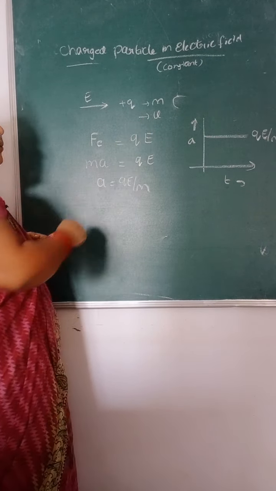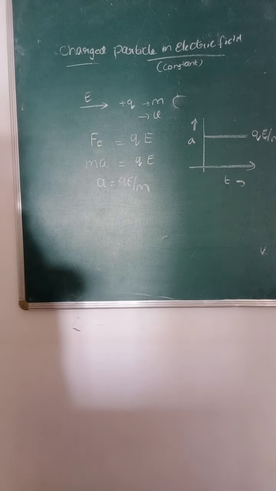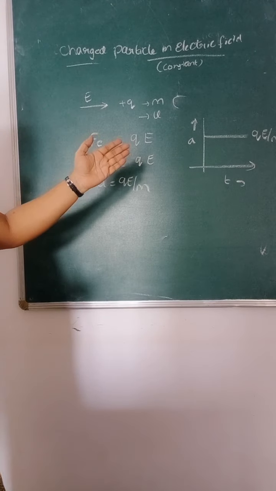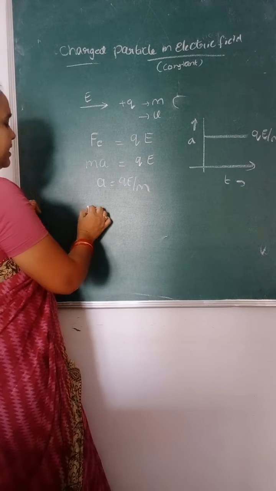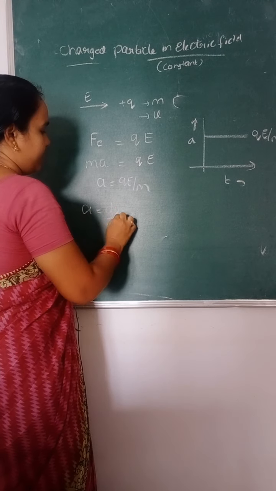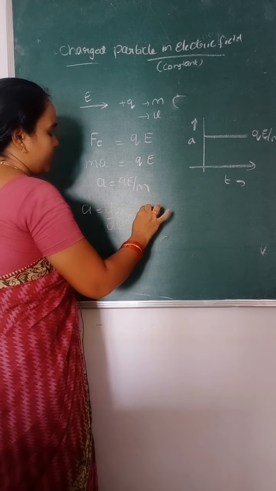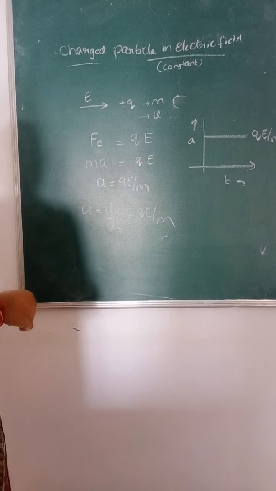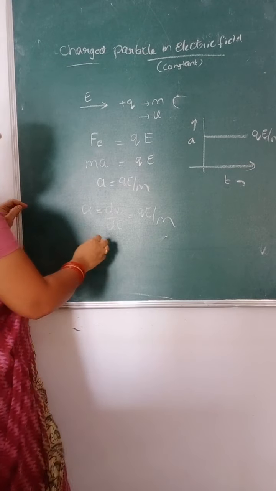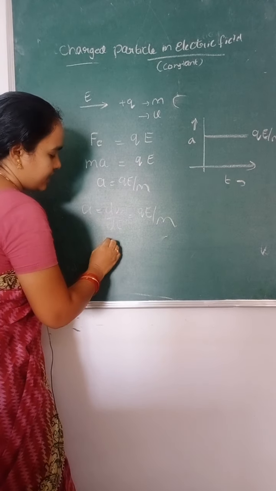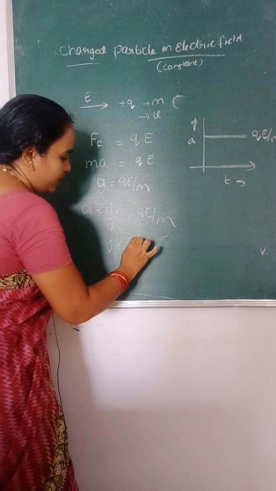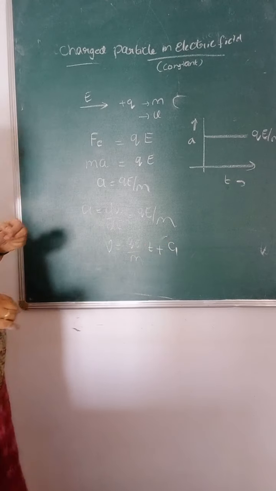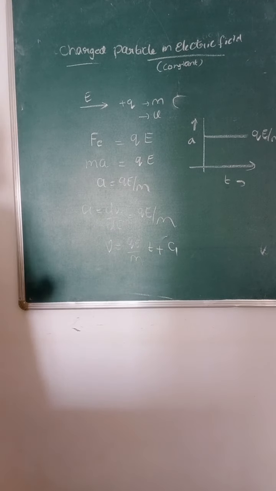Let us suppose that u is the initial velocity of the particle. Due to this exerted force, its velocity changes to v after some time. Then what is the acceleration? Acceleration is dv by dt, that is equal to qE by m. Integrating this equation with respect to time, we get v is equal to qE by m into t plus some constant c1, where c1 is the constant of integration.